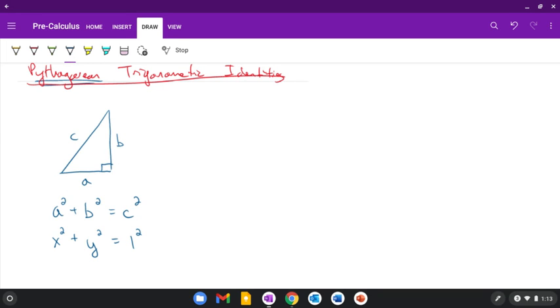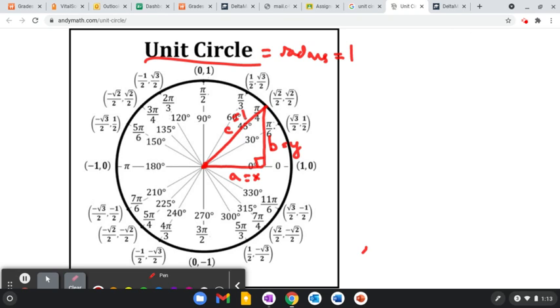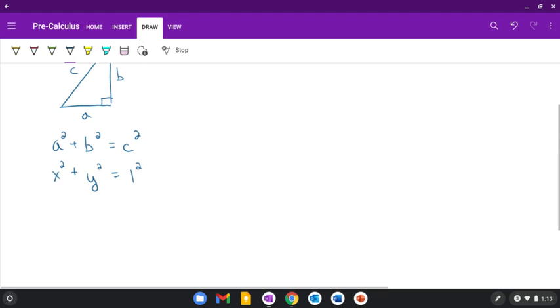Okay, and further, if you remember from the unit circle, we called the x coordinates cosine theta, and the y coordinates were the sine theta. So the x coordinate represents the cosine, and the y coordinate represents the sine. Okay, so I could further substitute here. My x represents my cosine, and since it's x squared, it's going to be cosine squared theta plus sine squared theta equals, 1 squared is just 1.